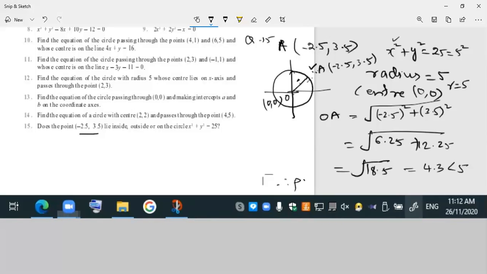Therefore, the point (minus 2.5, 3.5) lies inside the circle x square plus y square is equal to 25. So that's all for the circle part. Now next time we will do parabola.